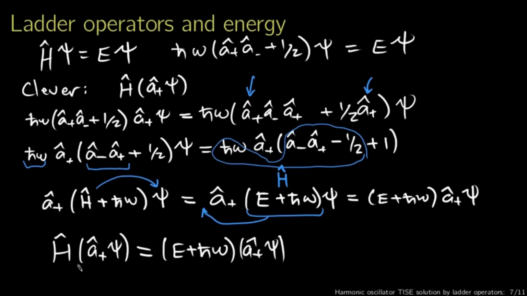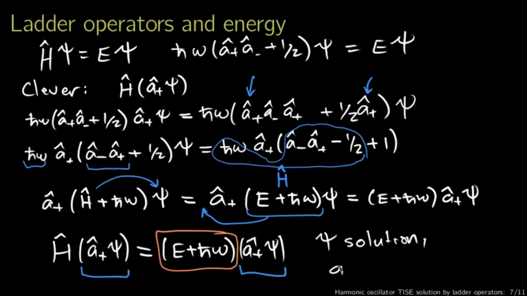This looks a lot like the Schrödinger equation for a wave function given by A plus psi. So, if psi is a solution to the time-independent Schrödinger equation, A plus psi is also a solution to the time-independent Schrödinger equation with this new energy. That's really the clever part. If psi is a solution, A plus psi is also a solution.